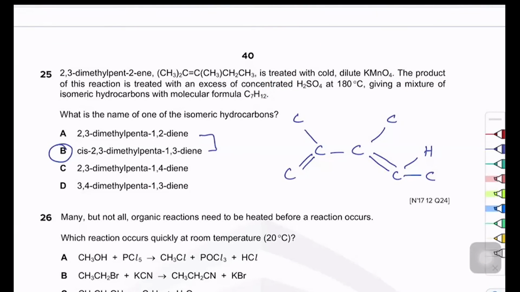Cis trans isomerism exists because of restricted rotation of the double bond. So as long as you are not able to rotate the bond, and you have 2 different groups, it will form. All 4 groups on both sides can be different.